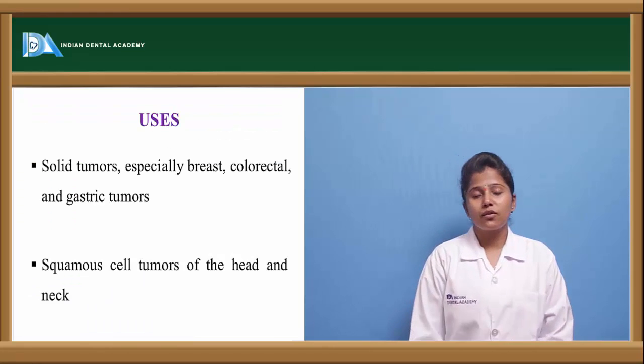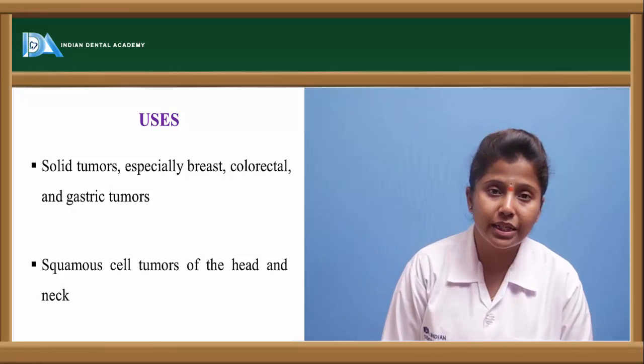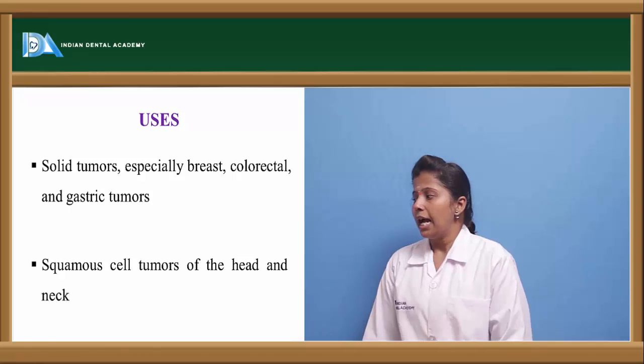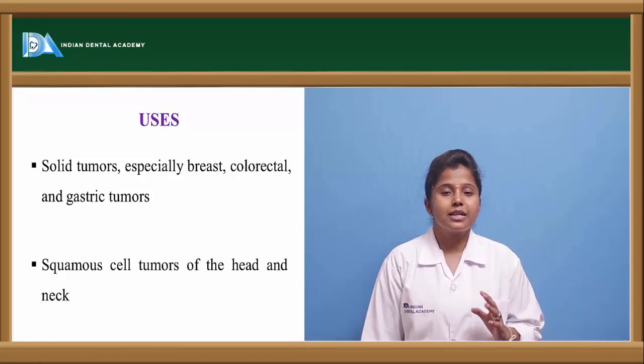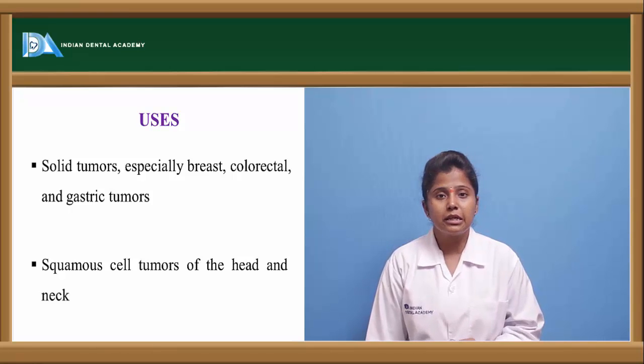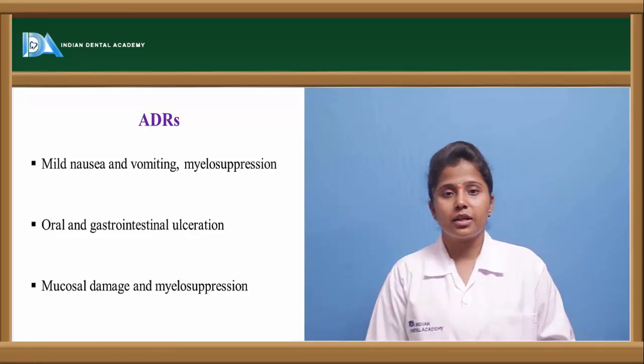What are the uses of this pyrimidine antagonist? They are mainly used in breast, colon and gastric cancers, and they are used in squamous cell tumors of the head and neck. So they are used to treat the tumors of the head and neck. What are the adverse drug reactions?